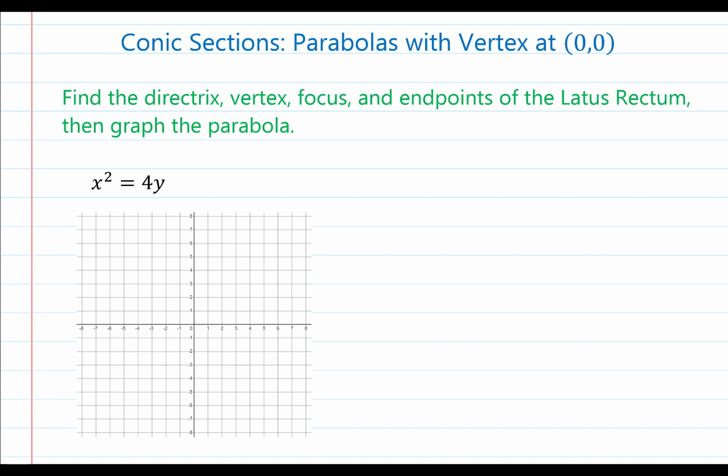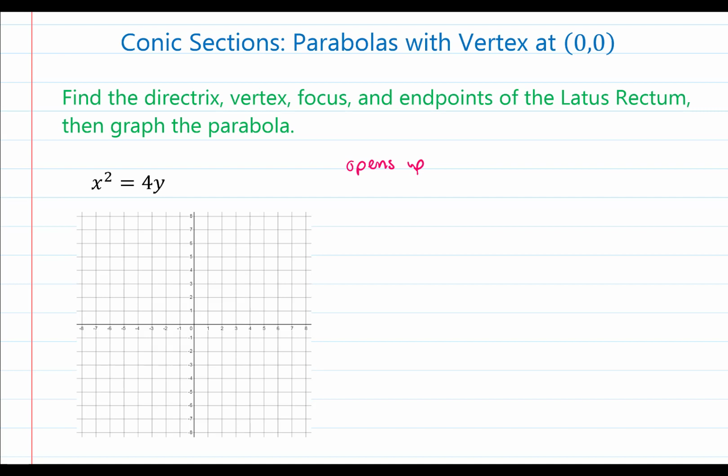Our first equation is x squared is equal to 4 times y, and our goal is to first determine whether the parabola opens up, down, left, or right. Because the x variable is the squared term, we know that the parabola opens up or down. And because the coefficient of y is a positive 4, we know the parabola opens up.